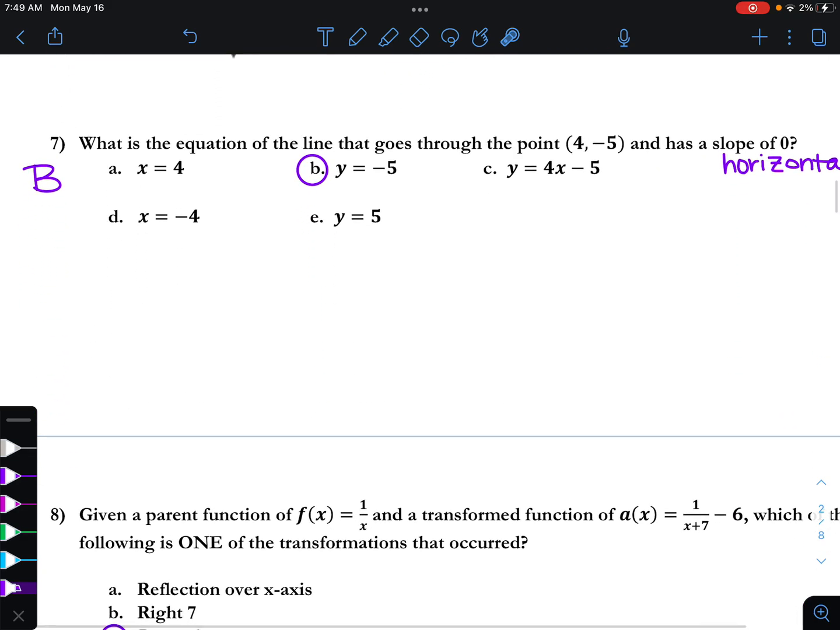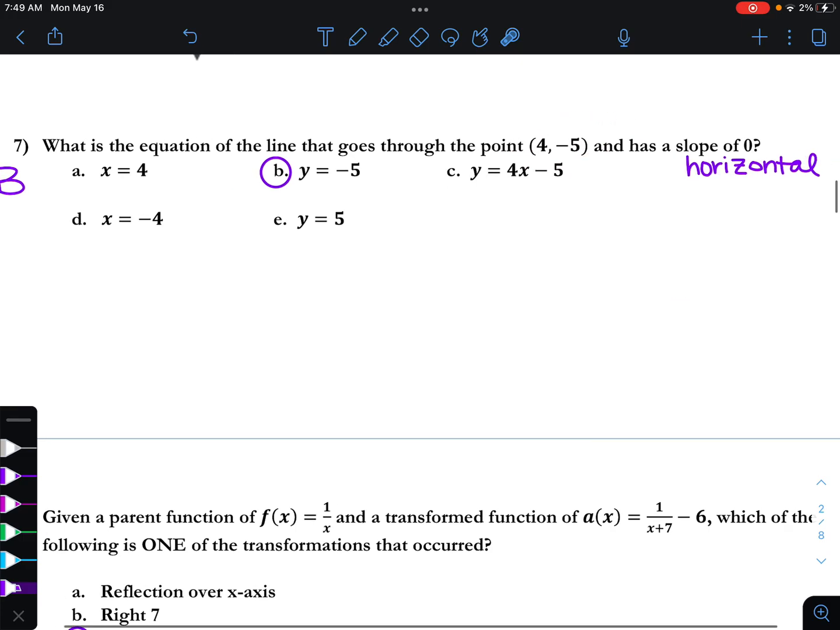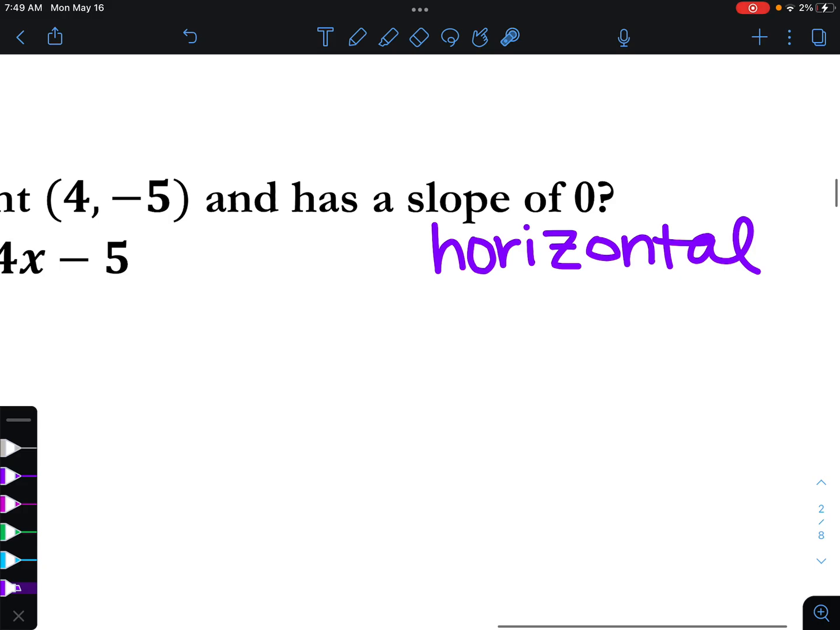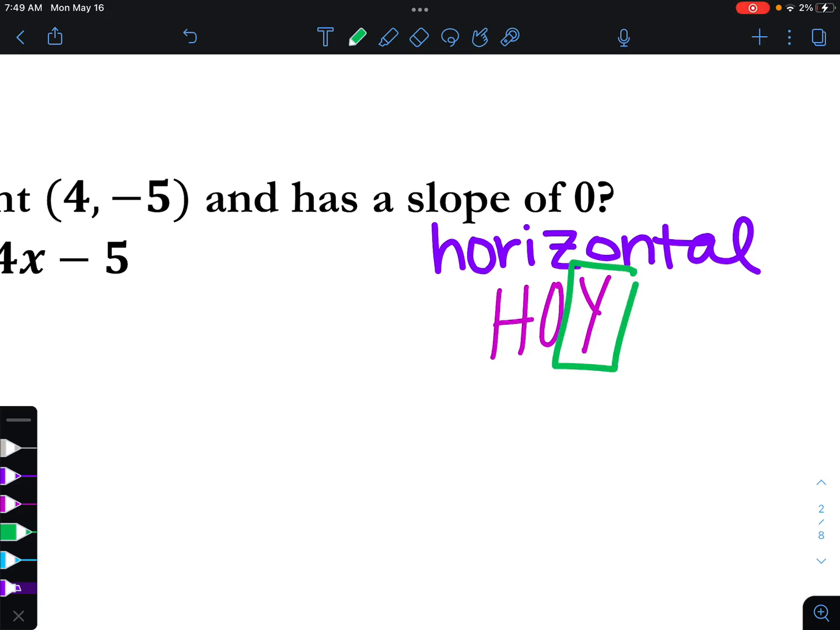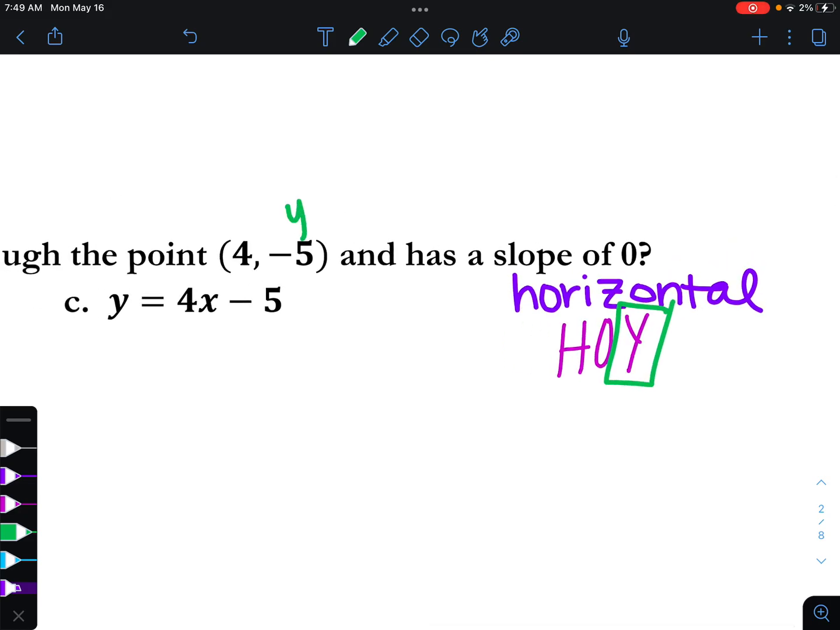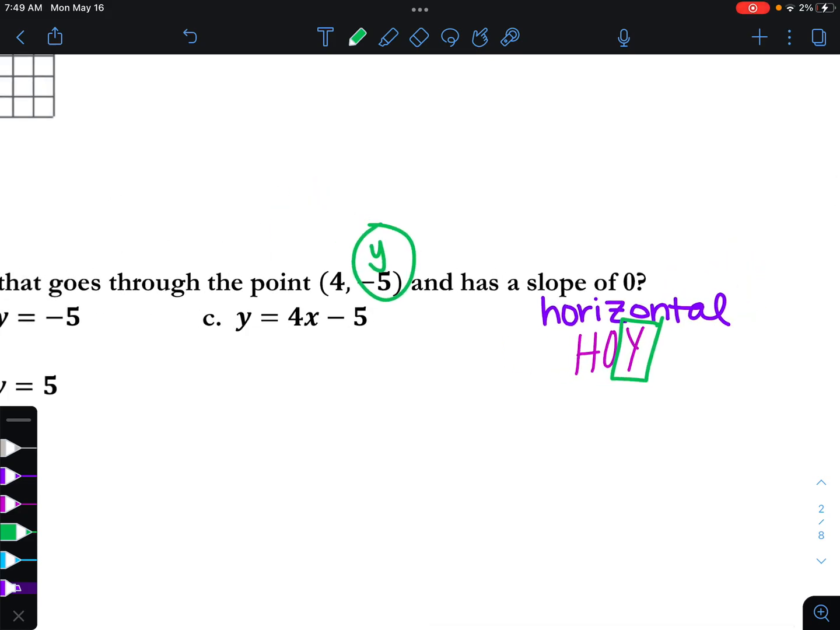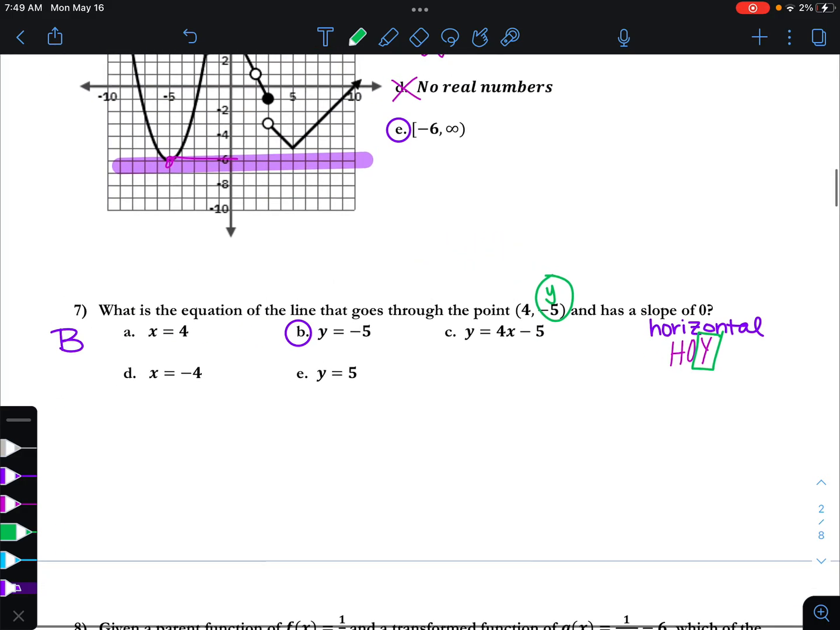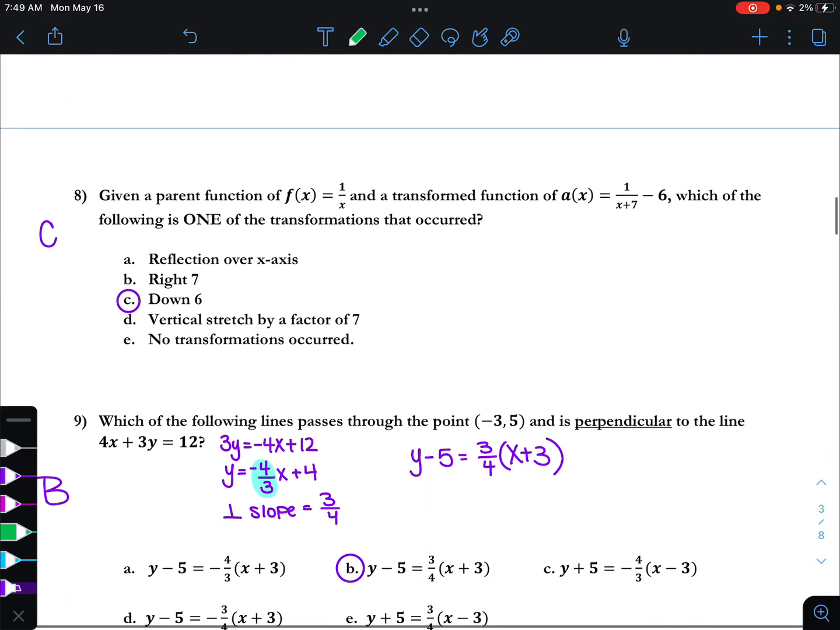Awesome. Continuing on, writing the equation of a line that goes through this point and has a slope of 0. Anytime you see that slope of 0, you're thinking of H-O-Y, hoy, right? So slope of 0 means this is a horizontal line. It has a slope of 0, and the equation is going to be y equals some number. And in the point, we see that y is -5. So our answer is B, y equals -5.